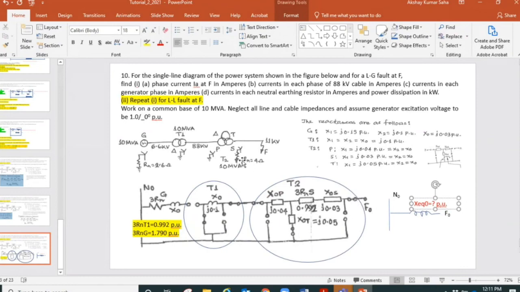I could have put reactance in the generator neutral and ground. I did not, intentionally. So reactance is there, resistance is there in this zero sequence network. So we cannot add them directly because they are resistance and reactance.